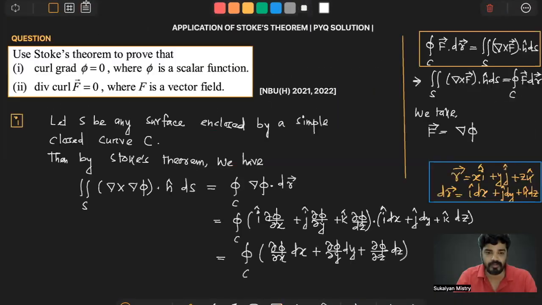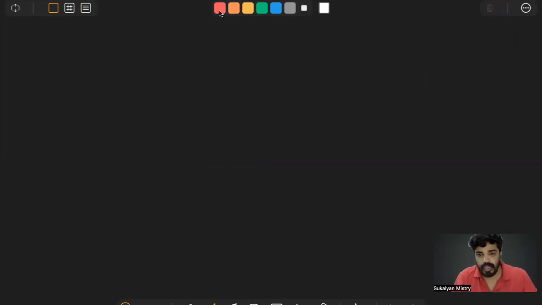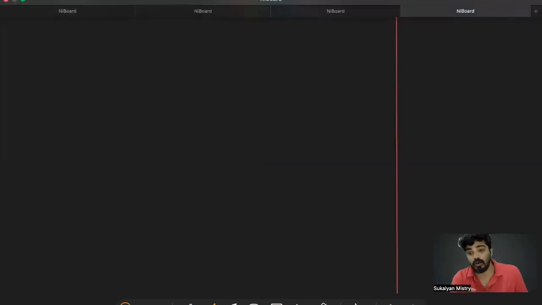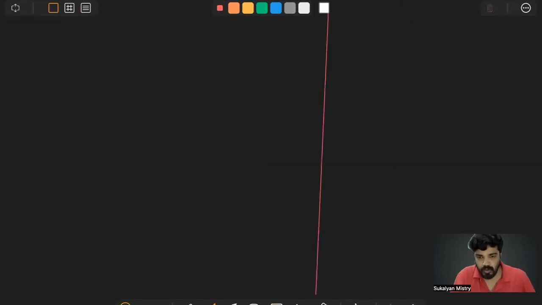Next, the first part is proved. Now we have to prove that divergence of curl f is equal to 0, where f is a vector field. Now, what is the definition? What is the Gauss divergence theorem? Just remember this point. Note down the Gauss divergence theorem.